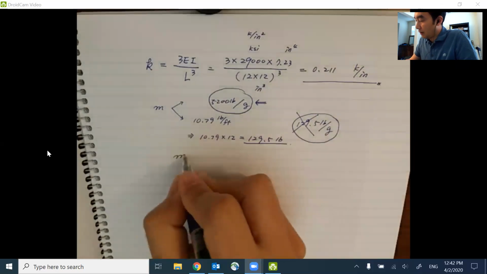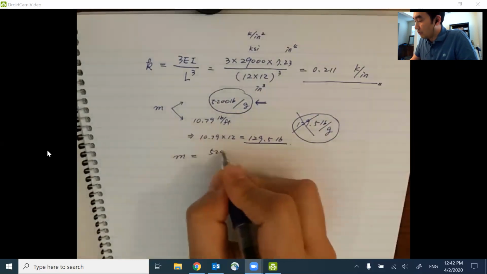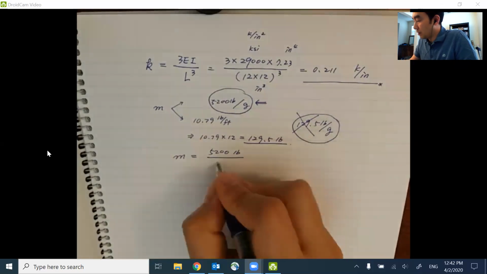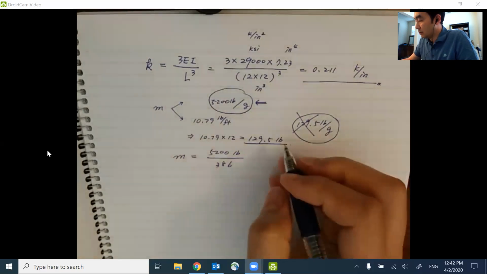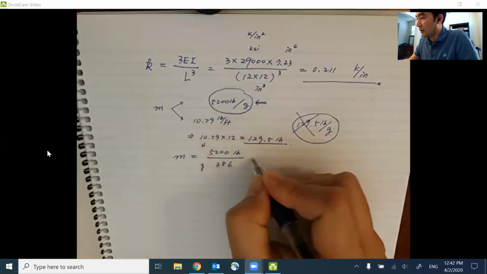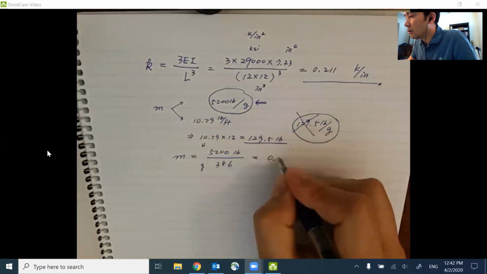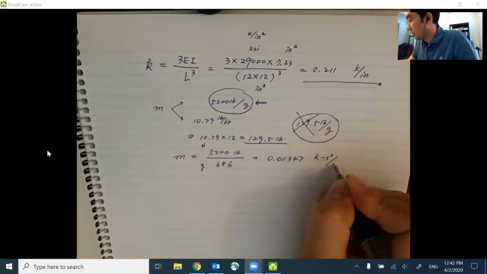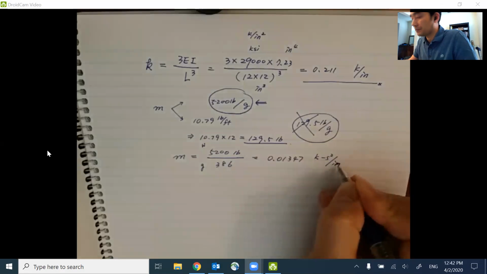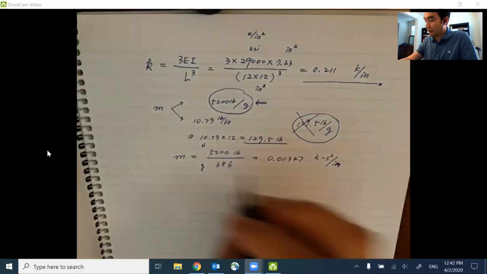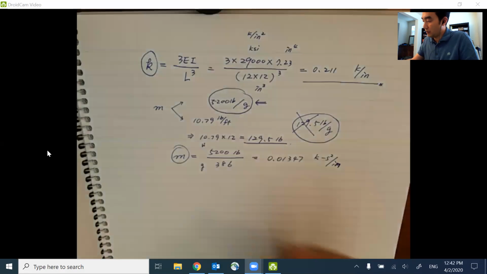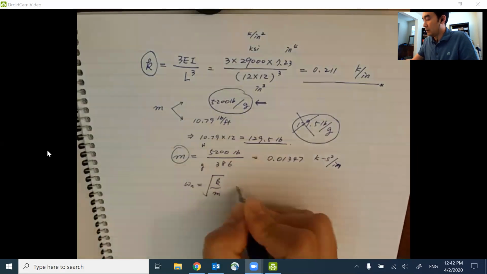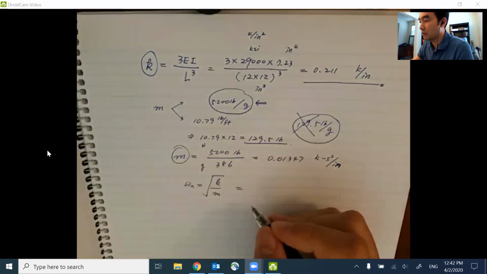Then how can you figure out the mass? Mass is equal to 5,200 pounds, and the g constant is going to be 386. So this is the weight, and this is g. Then I have 0.01347. The unit is kip second squared per inch. So we have k, we have m, so that we can calculate the natural frequency, square root of k over m.